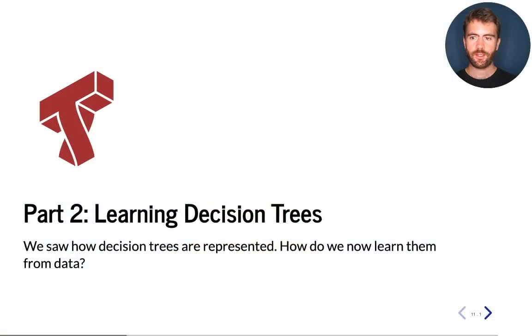We're now at part 2 of lecture 12 of Applied Machine Learning, where we talk about decision trees. In the previous video, I explained what a decision tree is, and now let's look at how we can learn decision trees from data.